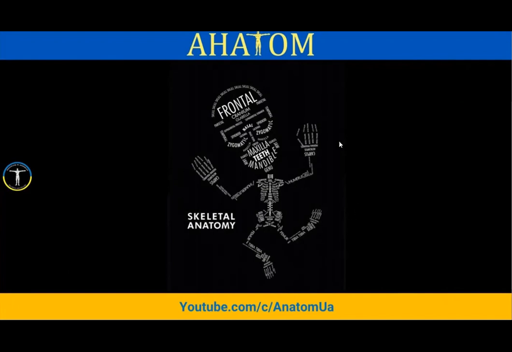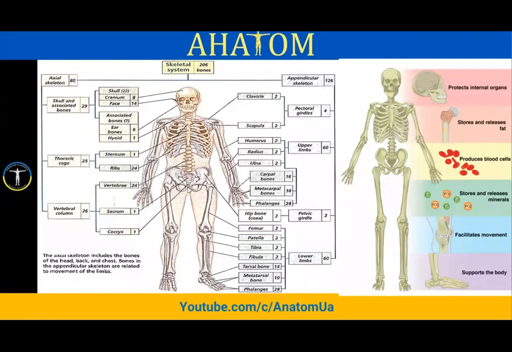Next time I will show you, for example, visualization with the same drawing. Here all bones are located: the frontal bone, for example, the mandible, maxilla, and you can look between maxilla and mandible, teeth, a different part in a skeleton. And functions: protects internal organs, storage of fat, produces blood cells, stores and releases minerals, supports the body, facilitates movements.